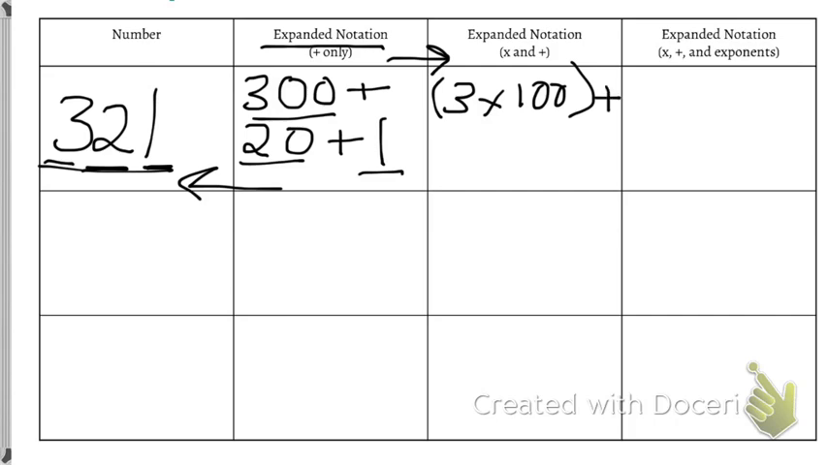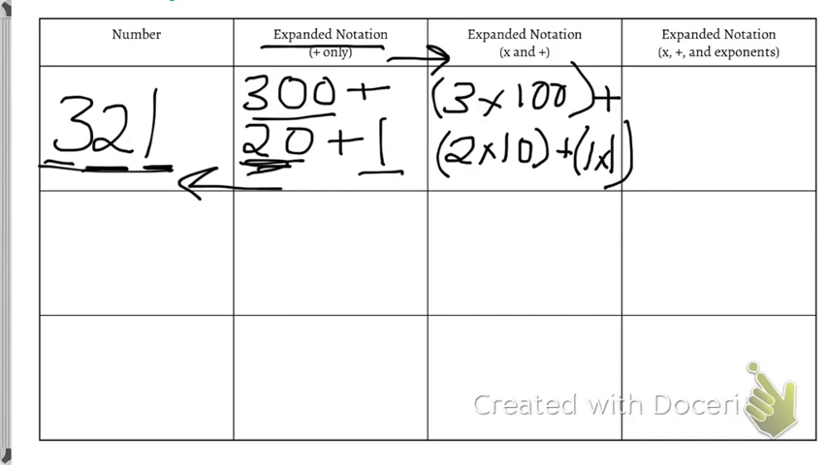And then we're going to add our 20. So our 20 is actually 2 tens, so 2 times 10. And then our last number is 1. And since it's in the 1 place, we're going to show we know that by saying 1 times 1, which the students just know equals 1.